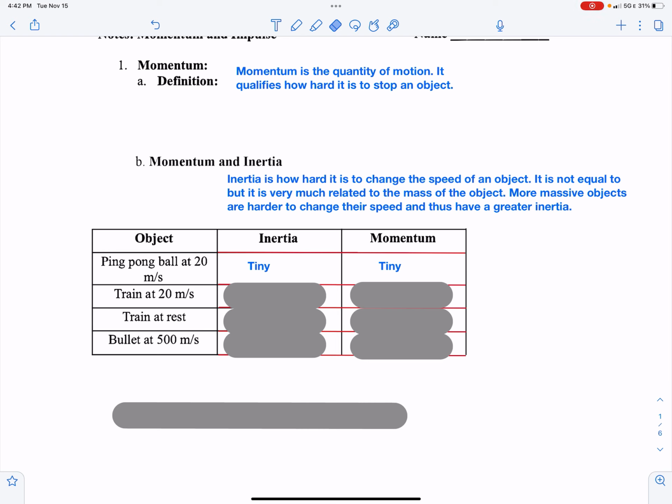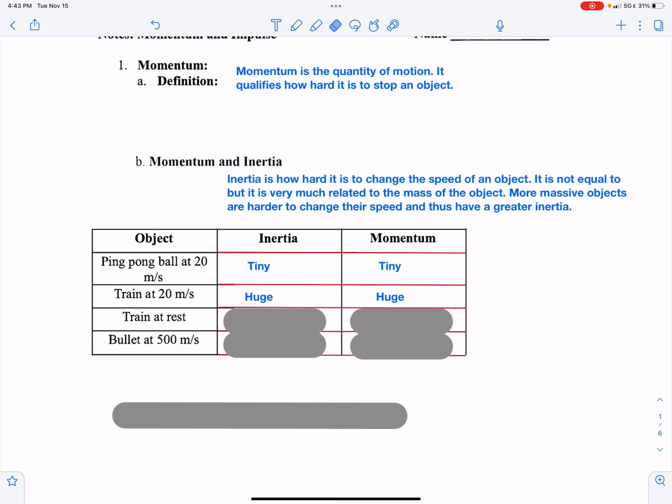Okay. Now, how about a train going at about 20 meters per second? Well, that is a very large, that's a huge inertia. You would have a hard time stopping that train, but consequently, you would also have, right, a large amount of momentum going on.